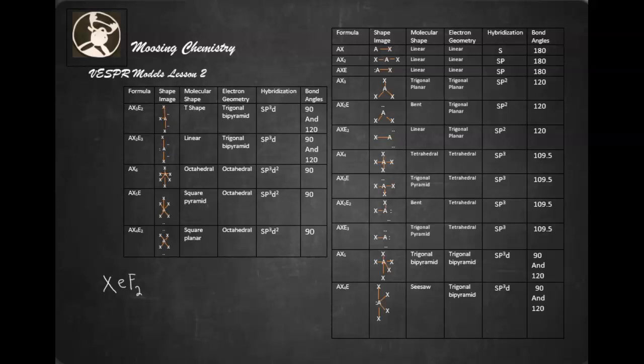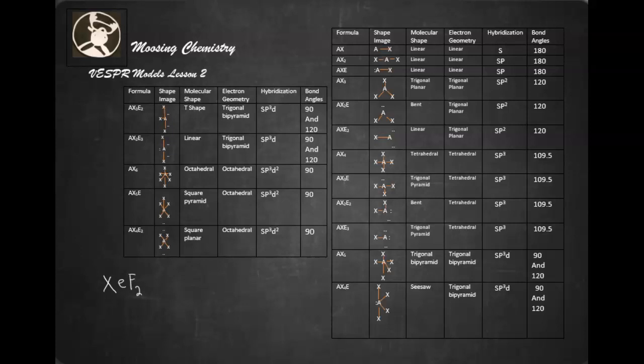Now, when we look at XeF2, the first thing we want to do is find out how many electrons we are dealing with. First of all, please notice that this is a noble gas. Noble gases do not like to make compounds because they are considered inert. But we can't force the issue.